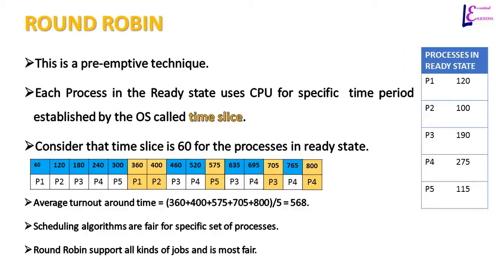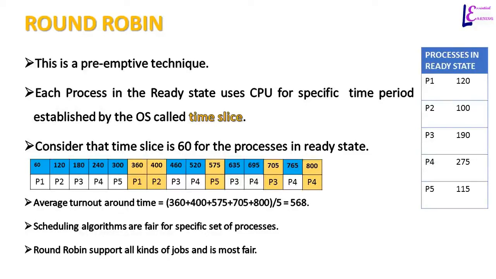The Gantt chart on this slide shows that process 1 finishes executing at 360. Process 2's service time is 100. So at first it uses CPU from 61 to 120, and when its turn comes again to use the CPU, it only requires 40 units to finish. So instead of relinquishing CPU at 420, it relinquishes CPU at 400. In the same way, process 5 finishes at 575, process 3 finishes at 705, and process 4, which required the longest service time, finishes at 800.